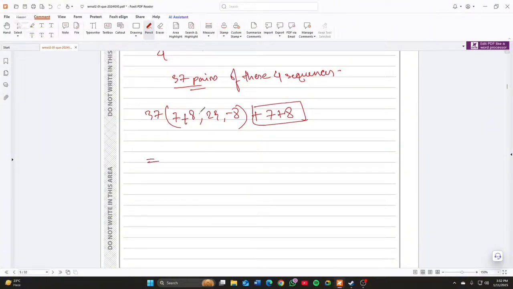So we just sum all this. This wouldn't be a plus, this will be a minus. So here was a minus. Therefore 37 times 7 plus 8 plus 23 minus 8 gives us what? Okay, I'll just use my calculator, and this gives us 1125. There you go. That is our required answer.